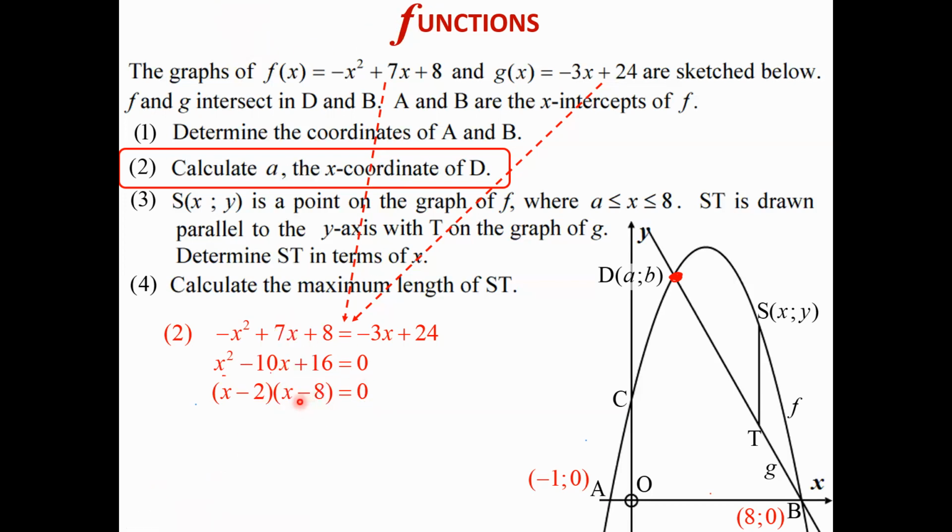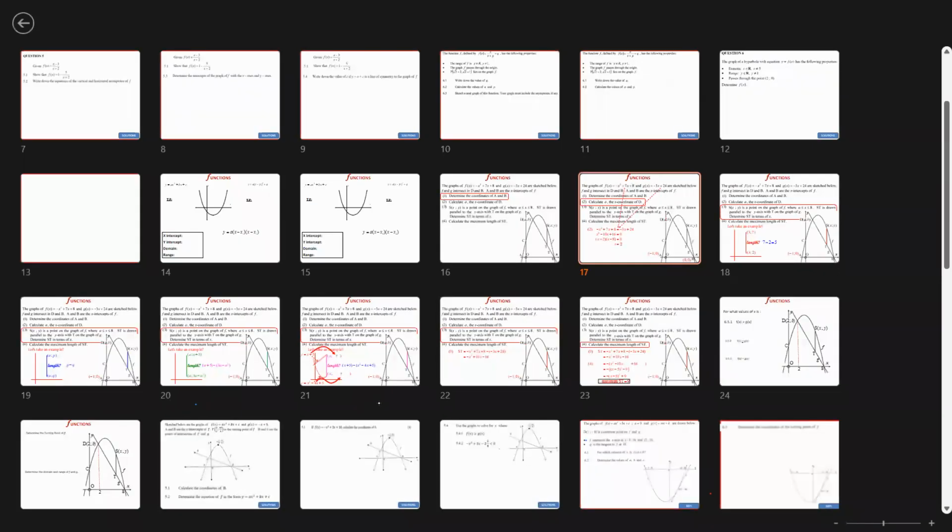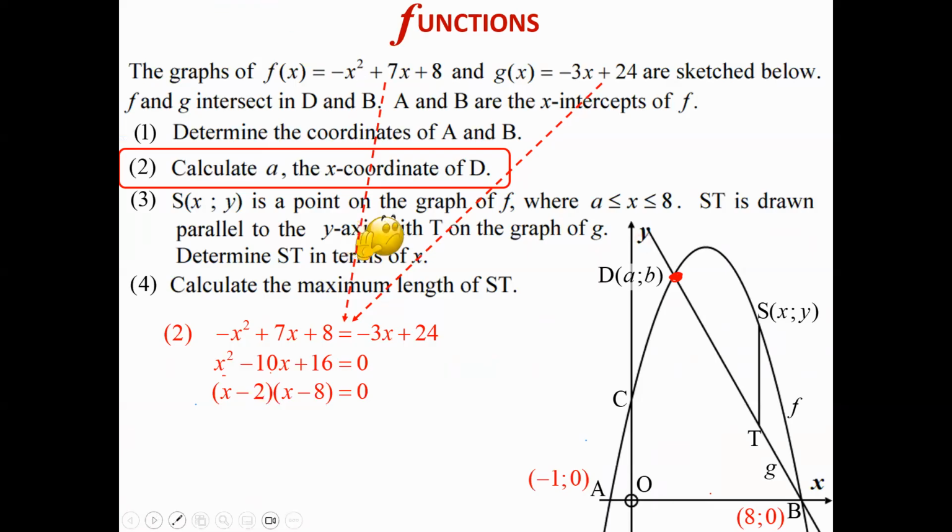But I'm not going to take the 8. x equal to 8 is point B. So I'm going to take x equal to 2 because I'm trying to find D. And that's how I end up with x equal to 2. But remember, the question is to find the x coordinate of D. If I wanted to find the actual y value, then all I have to do is substitute 2 at my calculator. If I take this 2 and substitute into the equation called f of x, or even the straight line, I will end up with the y value for D.